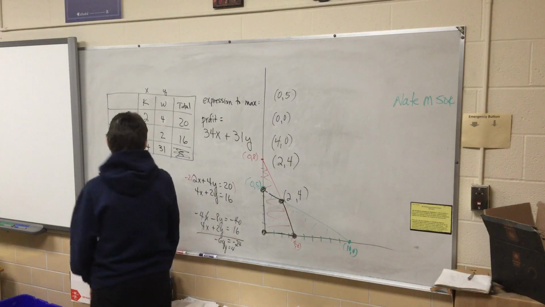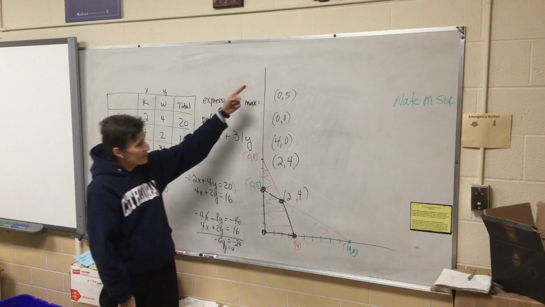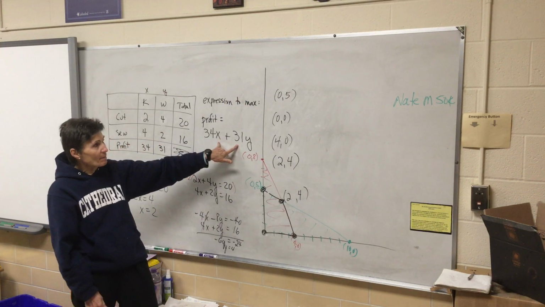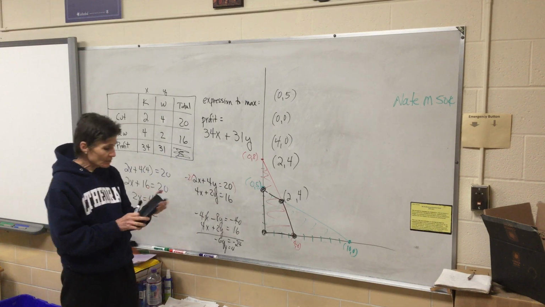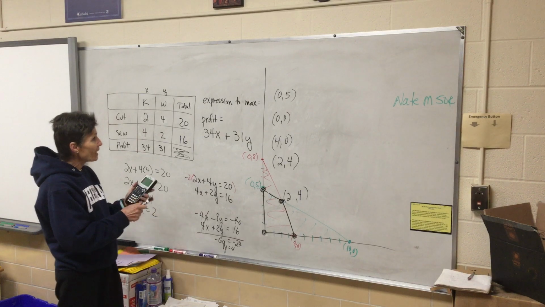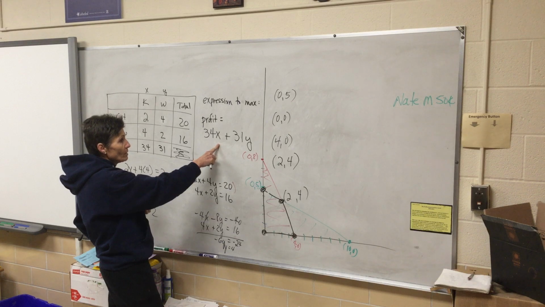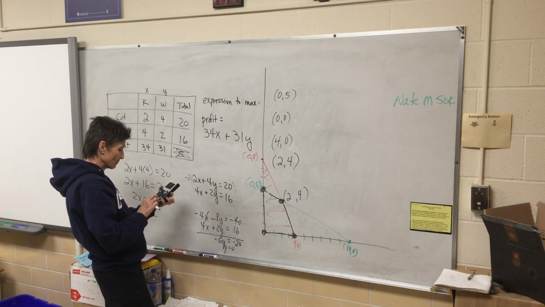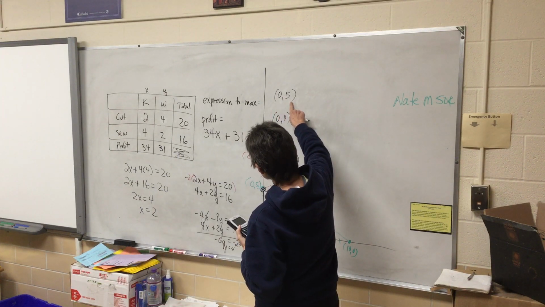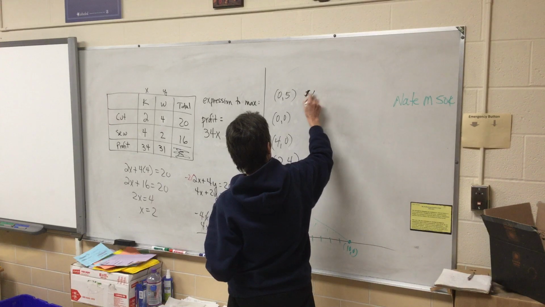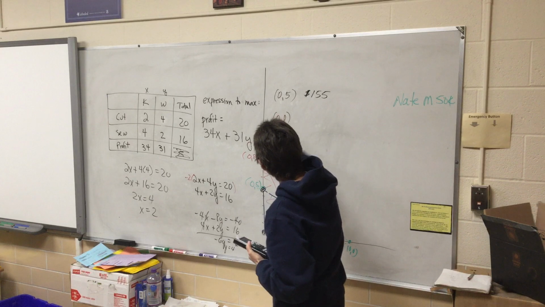The answer to the question is going to come from one of these points. The answer is going to be the one of these points that makes this the biggest. Okay? So here we go. If I do the top point, I have 34 times 0 and 31 times 5. So if he makes no knitted and 5 worsted, he's going to make $155.